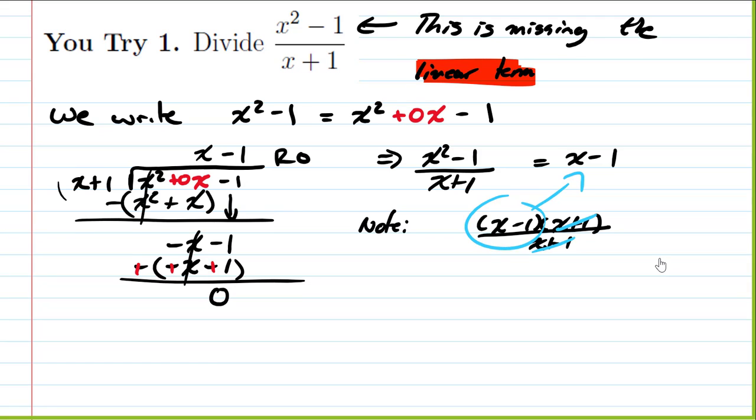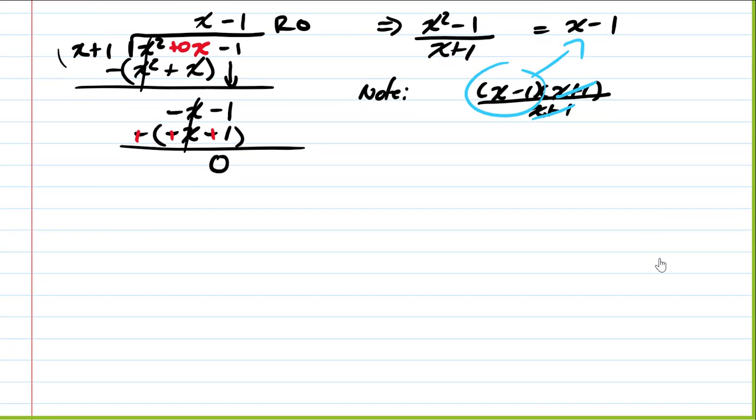But as we know, not all polynomials will factor. So the division algorithm is more general than factoring, right? So in the cases where things do factor, we will always get the same answer as we did in this case, right? Because if you factor x squared minus 1, you get x minus 1 times x plus 1. The x plus 1s reduce out, and we're left with x minus 1, which is the same thing.